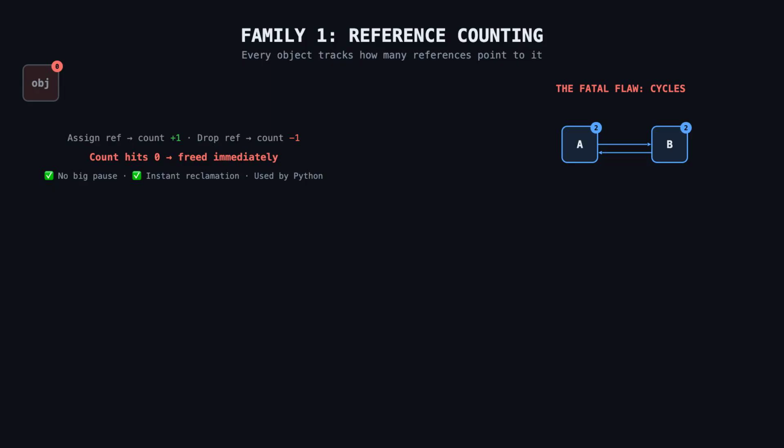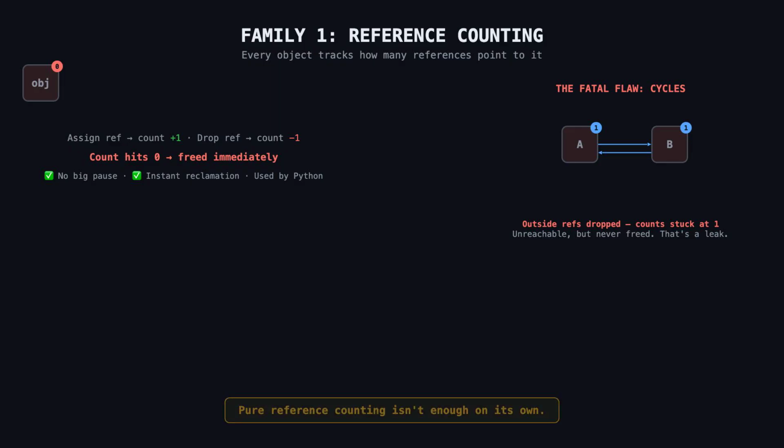But reference counting has a fatal flaw: cycles. Imagine object A points to B, and B points back to A. Now drop every outside reference to them. Their counts are still 1, because they point at each other. Neither ever hits 0. They're unreachable from any root, but reference counting will never free them. That's a leak. This is exactly why pure reference counting isn't enough on its own.